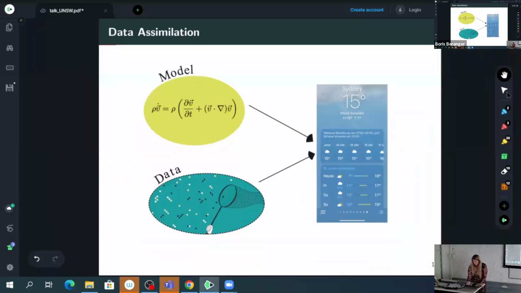Sorry, I have to adjust the size here. Is that better? Yeah, okay. That's good.